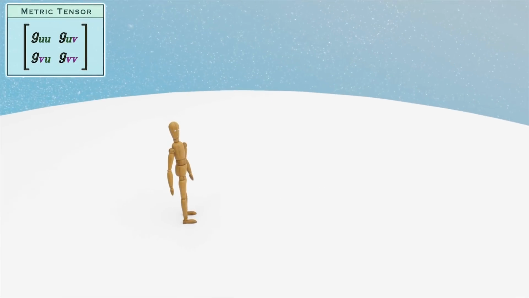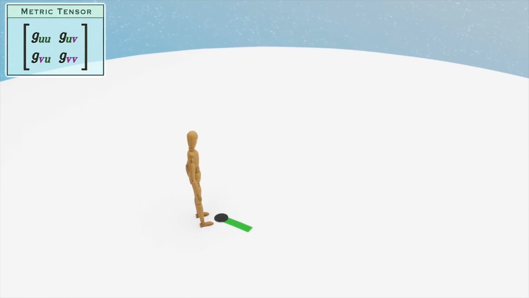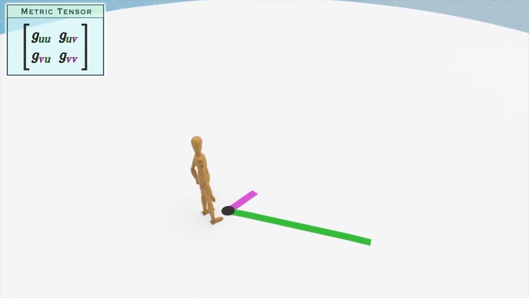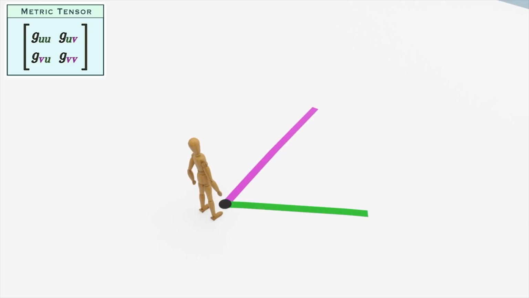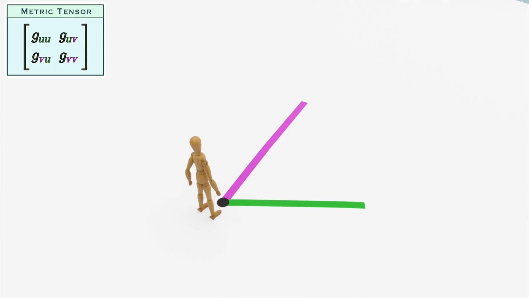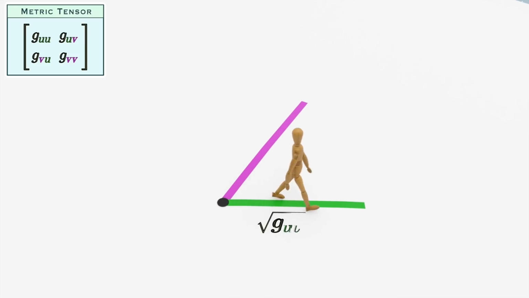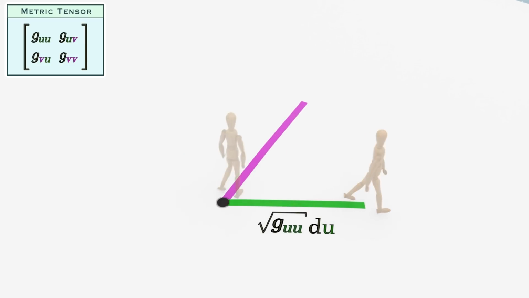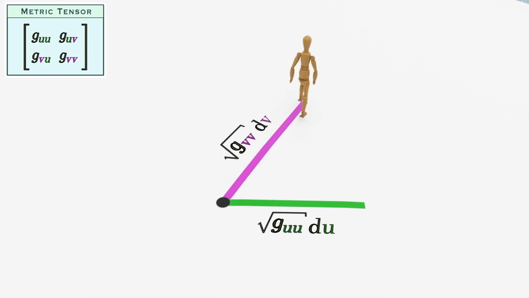Thus, just like before, if our observer knows the values of the metric tensor at any point, they can deduce how much manifold distance a small coordinate step du will translate to, how much manifold distance a small coordinate step dv will translate to, and what the manifold angle between the u and v coordinate directions will be at that point.